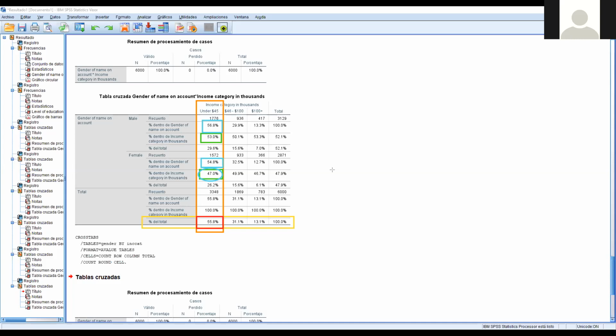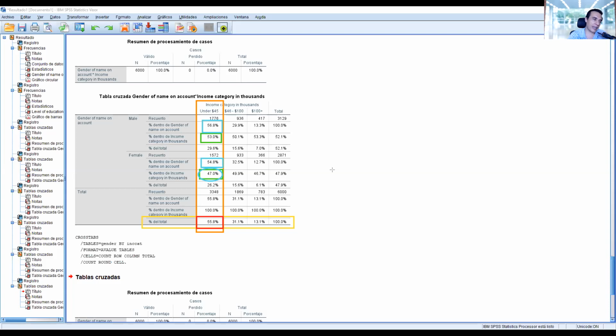Almost, but not right. It's the percentage that has the income category in thousands, or well, the females. Yes, but let's say it in a very clear way. Olivia, are you with us? Yeah, it's the 47% of female in category of under 45,000 in a year. No, it's the other way around. 47% of people under 45,000 are female.